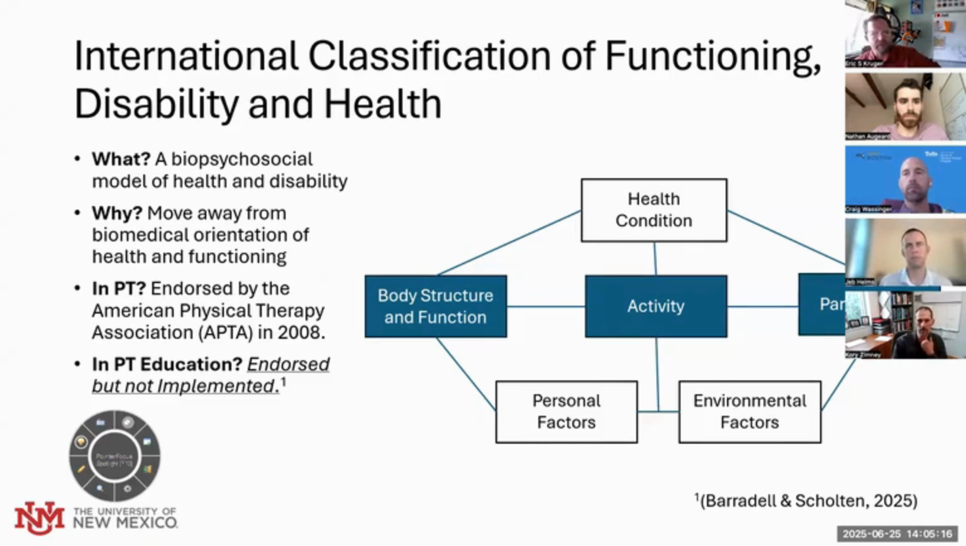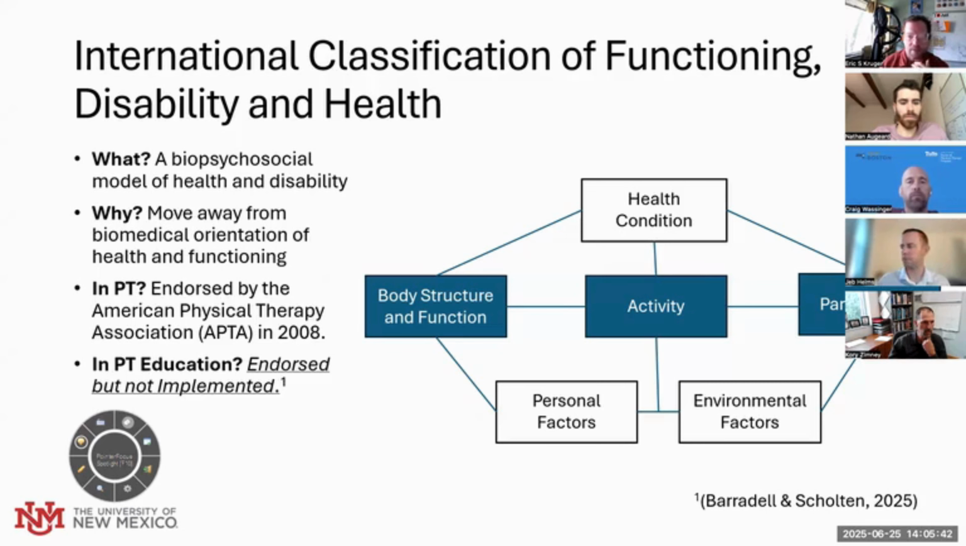It moved us away from a biomedical orienting of health and functioning, and especially disability. Previous to this, there was a lot of association with disability being tightly linked to impairment, and this development created more of a flexible model for thinking about disability and functioning. It was endorsed by the APTA in 2008, so a while ago.